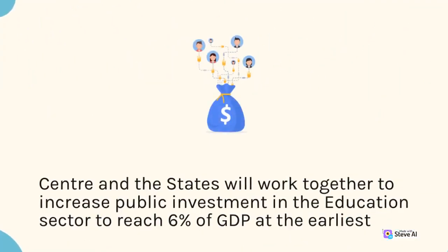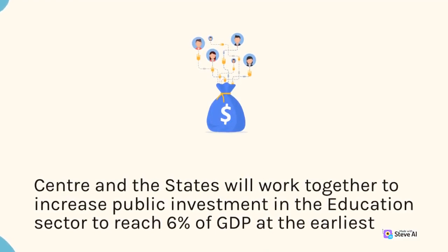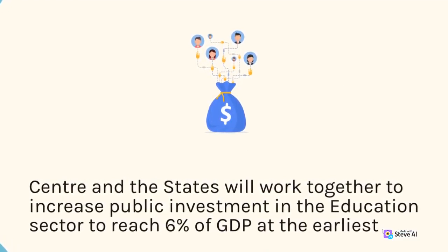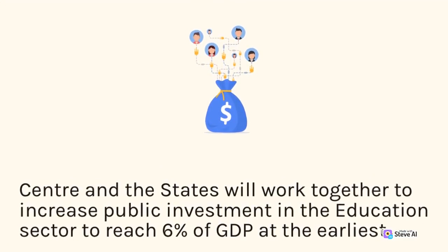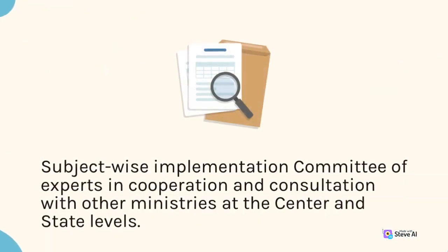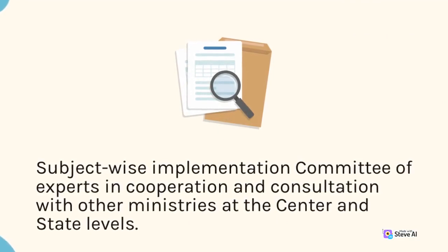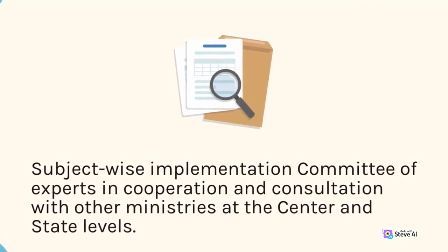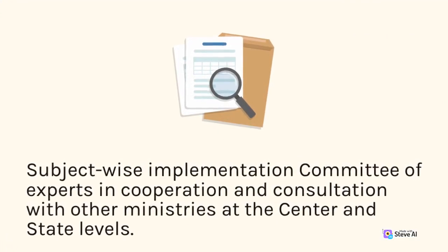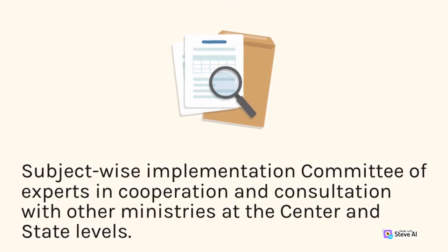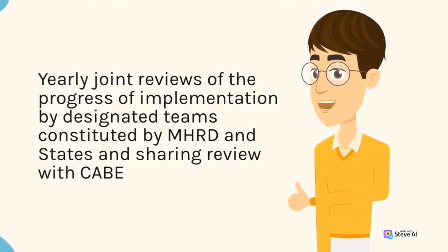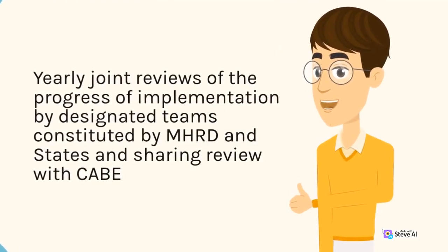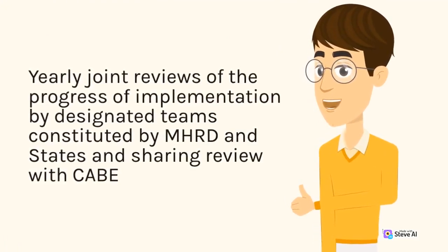Centre and the states will work together to increase public investment in the education sector to reach 6% of GDP at the earliest. Subject-wise implementation committee of experts in cooperation and consultation with other ministries at the centre and state levels. Yearly joint reviews of the progress of implementation by designated teams constituted by MHRD and states and sharing review with CABE.